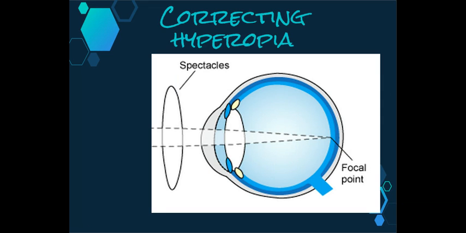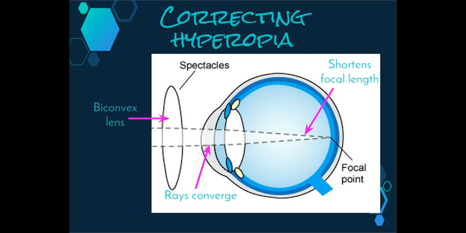Hyperopia can be repaired or reduced by wearing spectacles with convex lenses, which are thinner towards the perimeter and thicker towards the center. These lenses will bend the incoming light rays inwards, causing them to begin converging before they actually reach the eye, which helps to shorten the focal length and allow the focused image to fall on the retina rather than behind it.